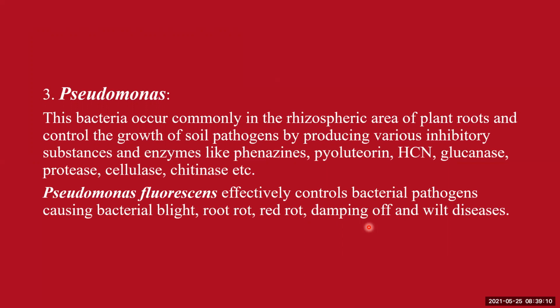So Pseudomonas fluorescens, for example, produces phenazines, which effectively control the bacterial pathogens that can cause bacterial blight, root rot or red rot. It also helps in preventing damping off and wilt disease. Is that clear? So bacteria like Pseudomonas present in the rhizosphere secrete certain inhibitory substances and enzymes which protect your plant from various bacterial infections and pathogenic attacks. So that is all about bacterial biopesticides.